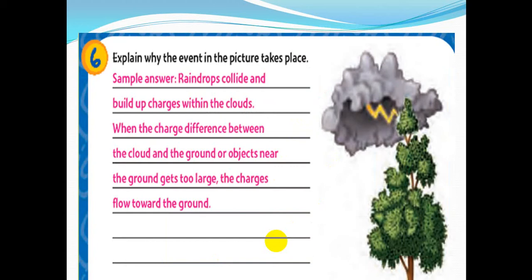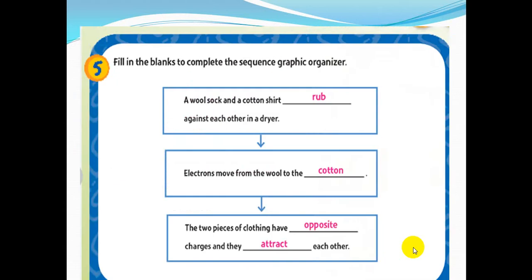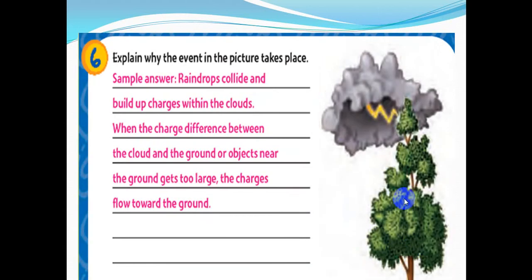Question number 6. Explain why the event in the picture takes place. This is the cloud and the tree. Why do we see this lightning from the cloud to the tree? Because as we said in the electrostatic discharge, the raindrops collide and build up charges within the cloud. When the charge difference between the bottom of the cloud and the ground, or objects near the ground, gets too large, the charges flow toward the ground.